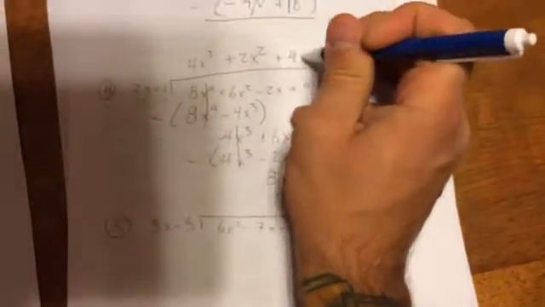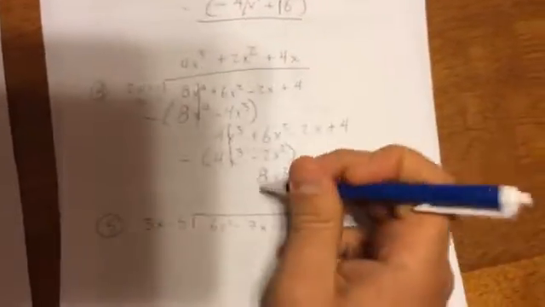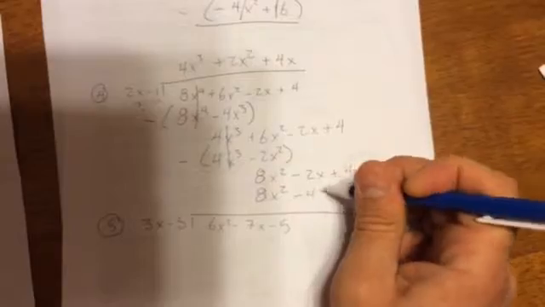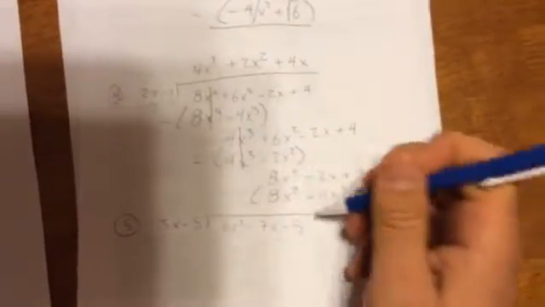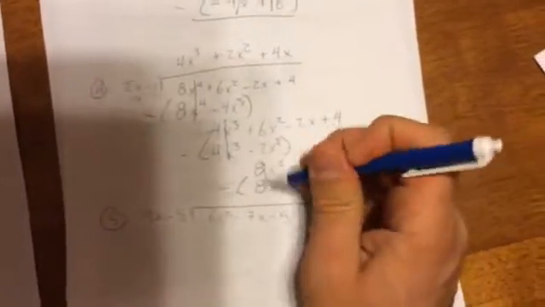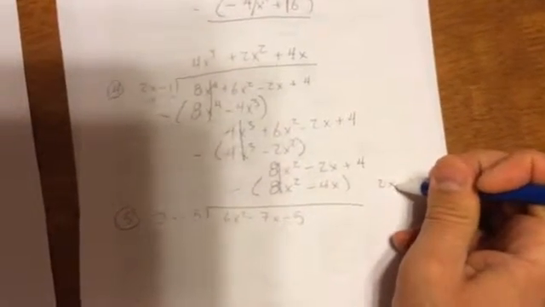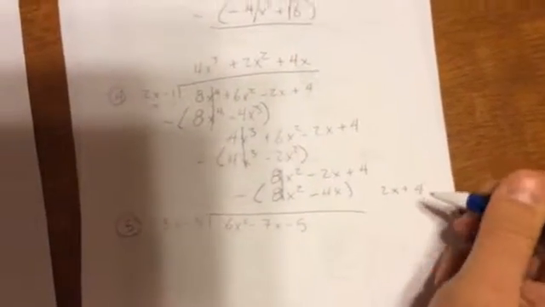Divide the first term by the first term. It's going to be plus 4x. Multiply this times both of these. Give me 8x squared minus 4x. Subtract those. This is going to cancel out. This is going to give me positive 2x plus 4.